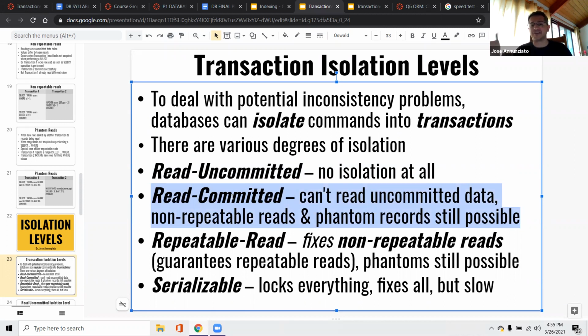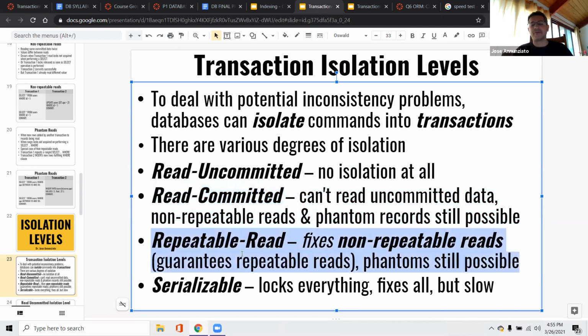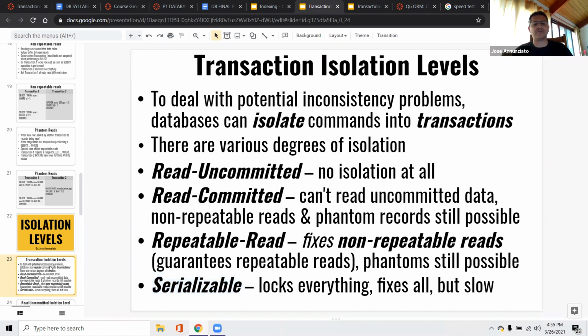It fixes dirty reads. Repeatable reads fixes both the first 2, the dirty reads and the non-repeatable reads. And finally, serializable fixes everything: dirty reads, non-repeatable reads, and the phantom reads. Okay, so let's see how they do that.